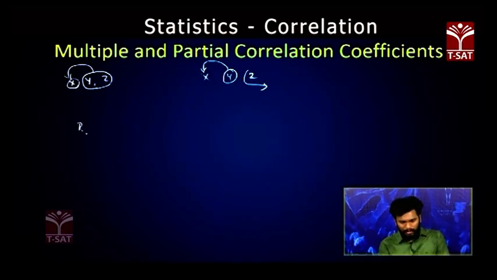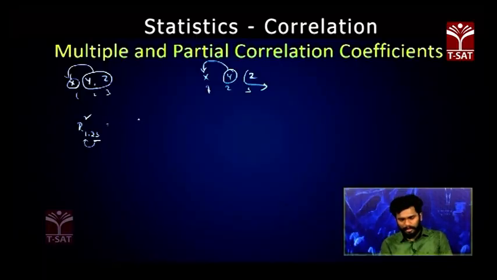R1.23. Let us number the variables as 1, 2, 3, just for our reference purpose. R1.23 implies the combined effect of variables 2 and 3 on 1. R1.23 square represents the combined effect of 2 and 3 on the first variable.